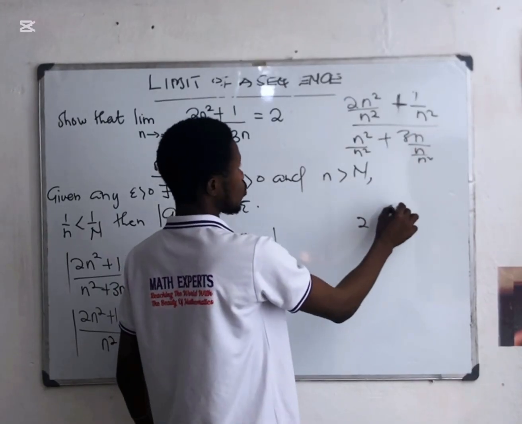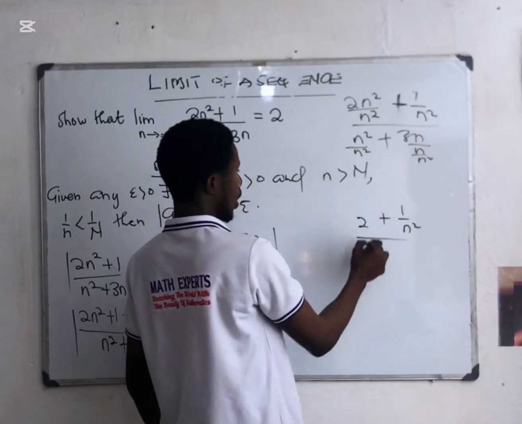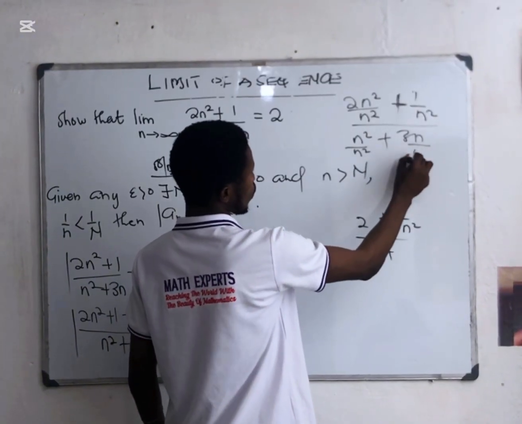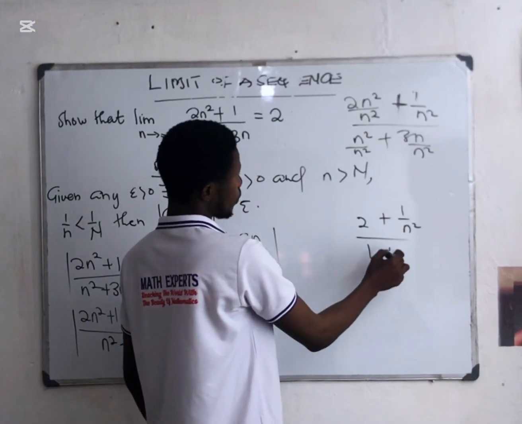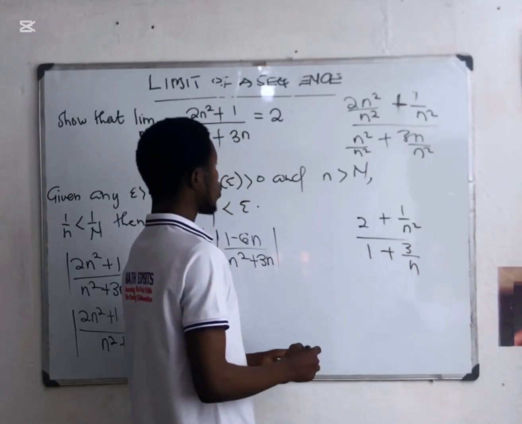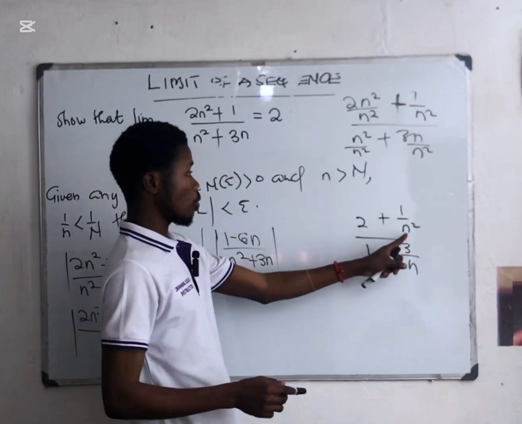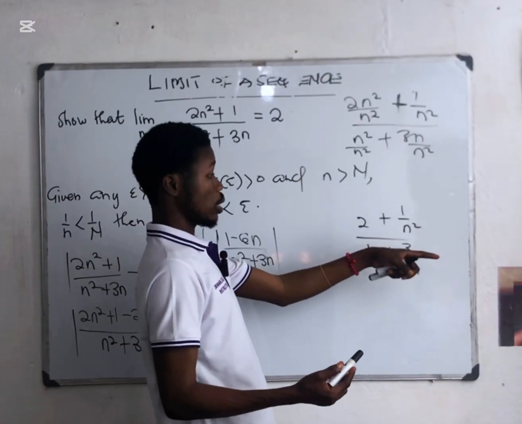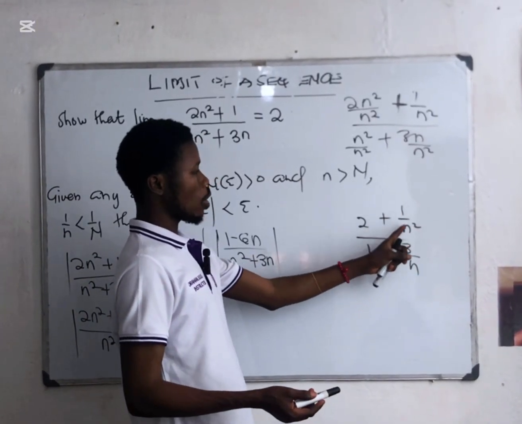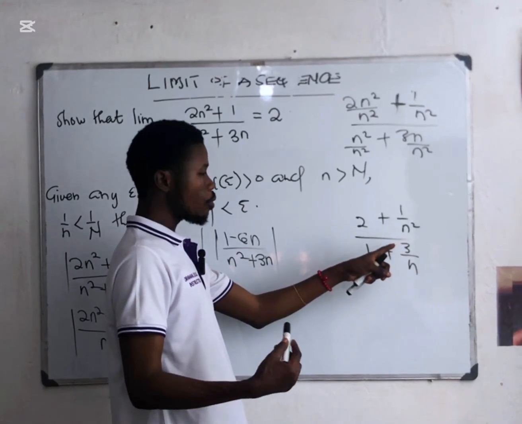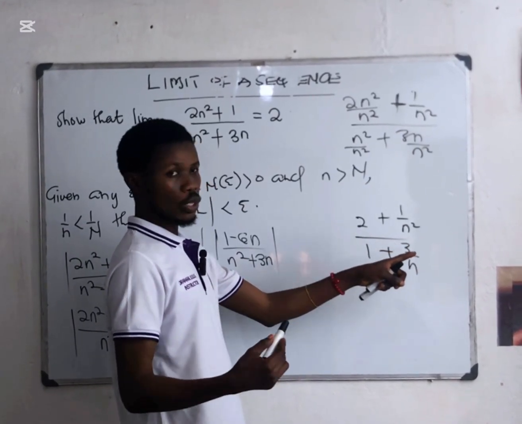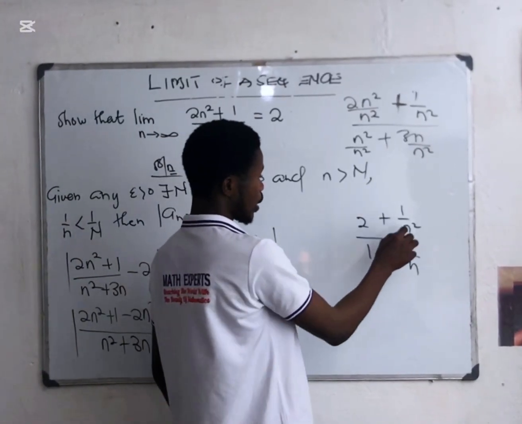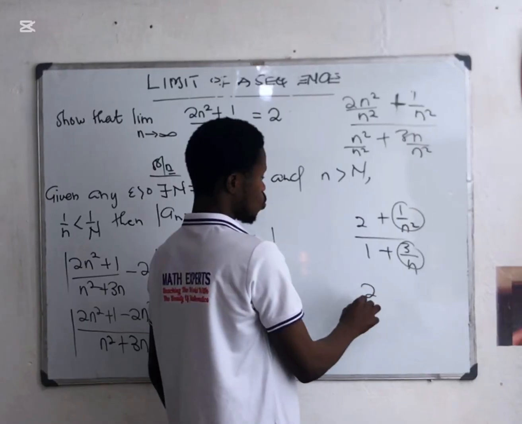This and that will still remain. This and that will be 1 plus this. This will give you 3 over n. But because n is approaching infinity, when I put 1 over n squared, like 1 over 1,000 or 10,000, or when n is, let's say, 1 million, 1 over 1 million will be a very small number, like 0.0001, which will be approaching 0. The same thing applies to this. So if that happens, you can say that this is 0, this is 0. So we have 2 over 1, which is 2.